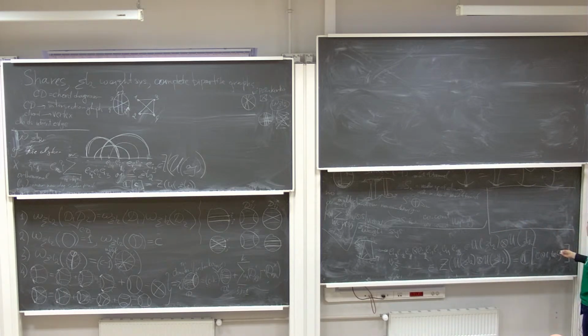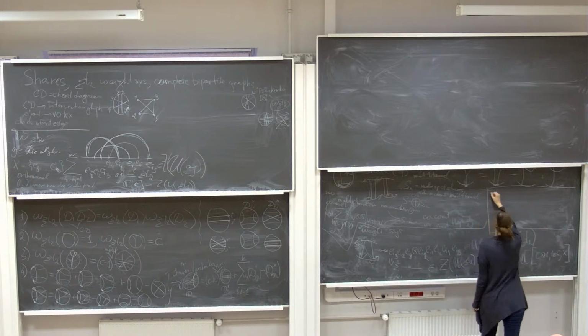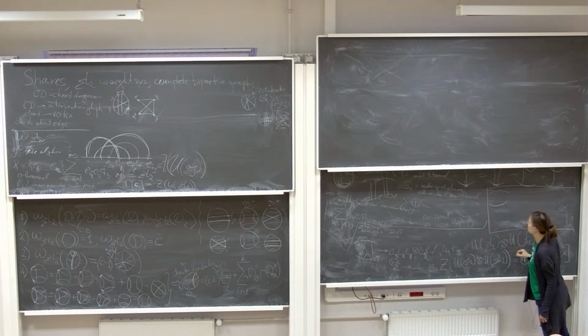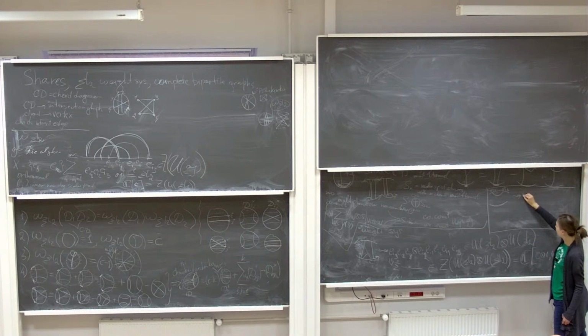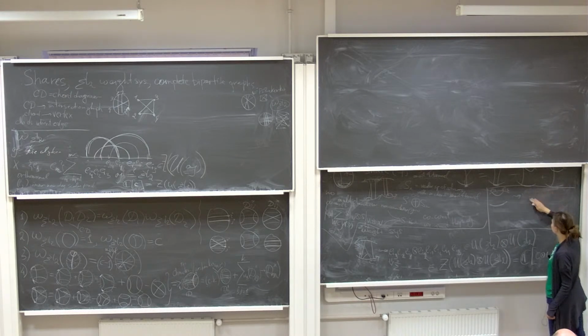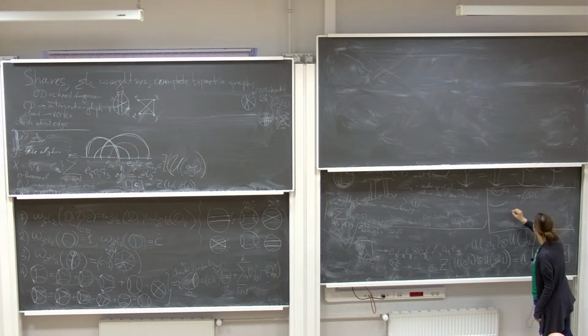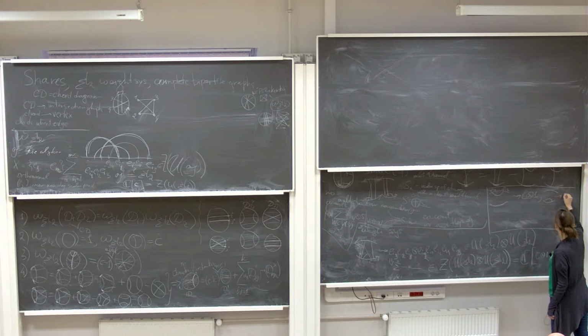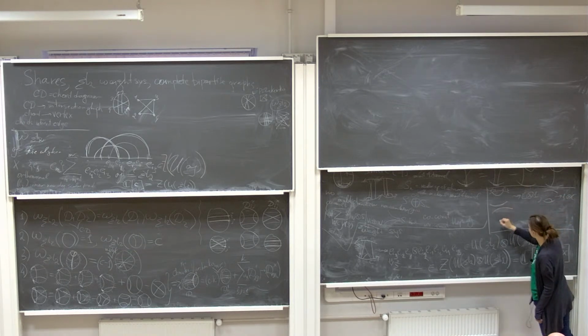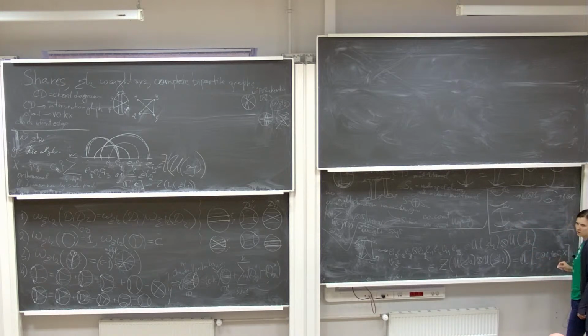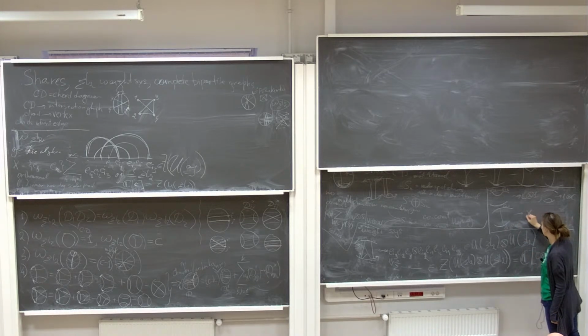So we obtain these elements. We may obtain these elements as values of the weight system on some simple chord diagrams. This is C tensor 1. This is 1 tensor C. And this element is called X.